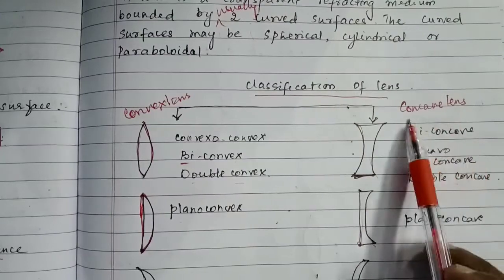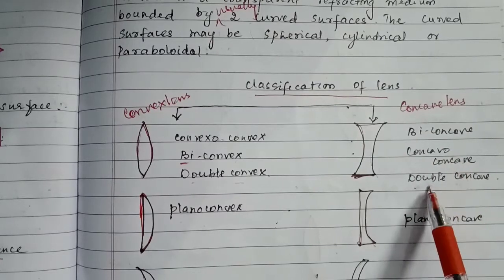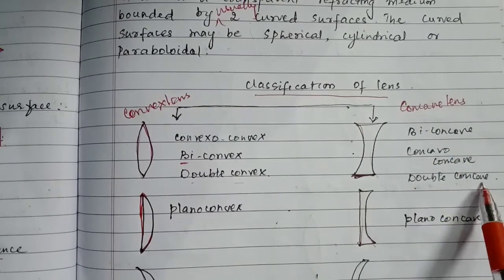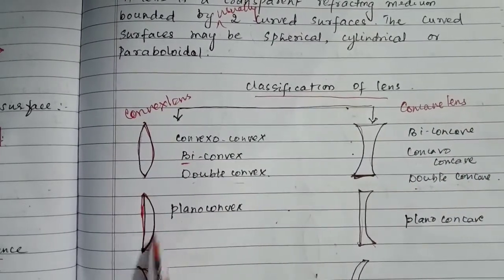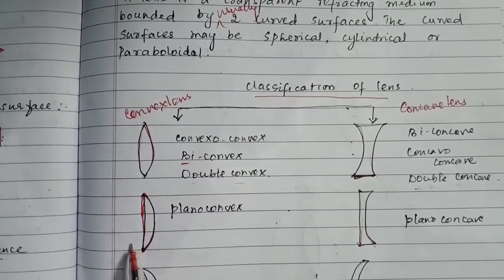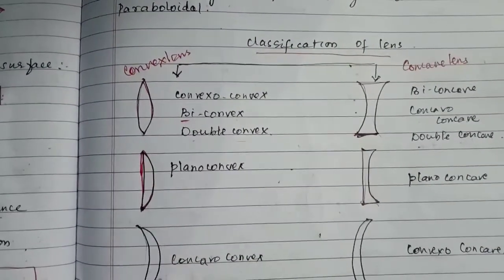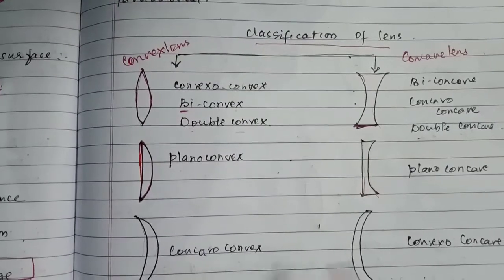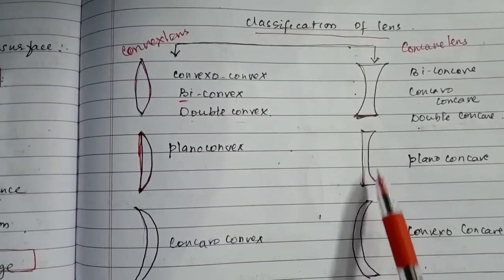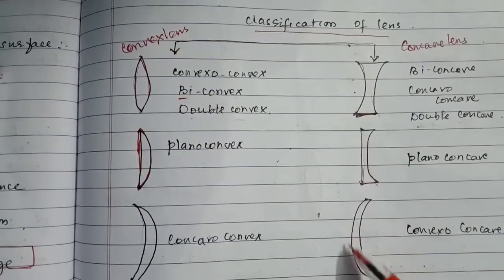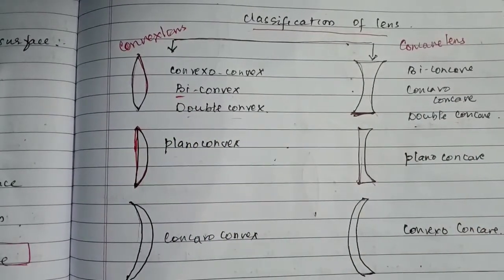As far as concave lens is concerned, bi, both sides concave, concavo-concave, double concave. But we never use these terms, we always use concave lens. Again, plano-convex, one surface plane and the other surface convex. Concavo-convex, one surface is concave and the other surface is convex. Again here, one surface is plane and the other surface is concave. So plano-concave, convexo-concave. These are the broad classifications of lens.